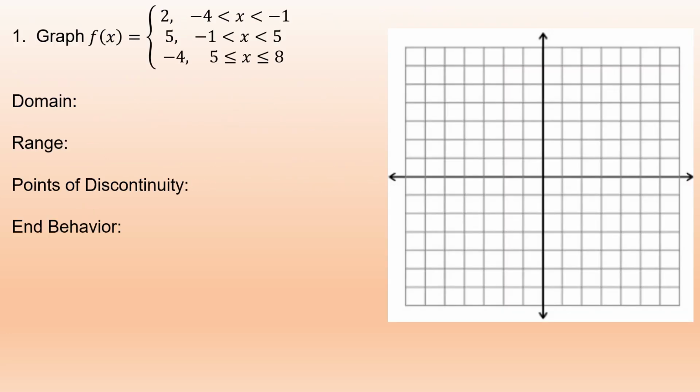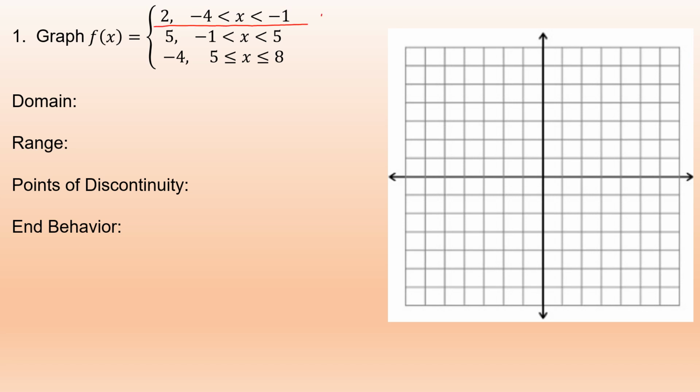Here we go. So example 1, graph f of x equals 2 when -4 is less than x less than -1, 5 when -1 is less than x, which is less than 5, and -4 when 5 is less than or equal to x, which is less than or equal to 8. So we've got 3 separate sections.